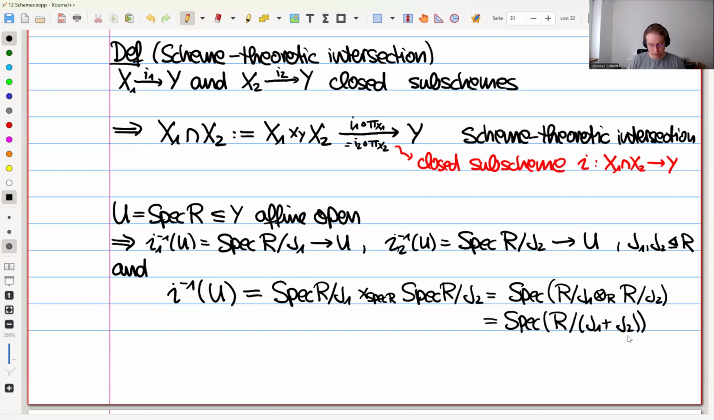So this was everything about fiber products, and then in the final part of the chapter, we can define what it means for a scheme to be separated, and then we can identify varieties inside this category of schemes.